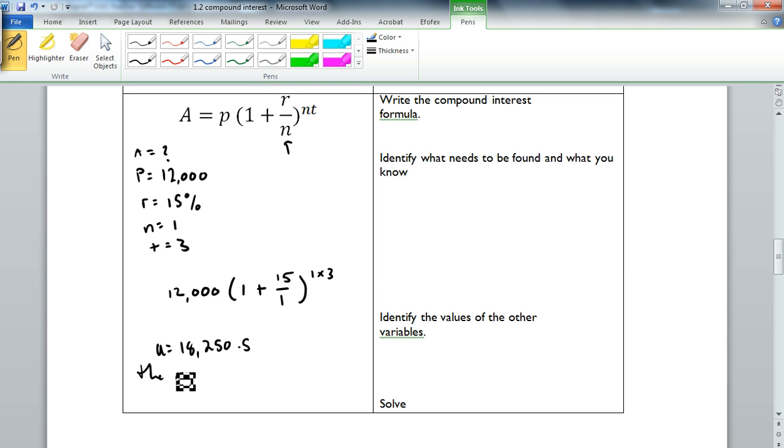So the amount to be repaid after 3 years is $18,250.50. Sometimes it'll specify rounding to the nearest dollar and things like that. In this case it doesn't, so we give the full amount. Of course, you wouldn't give any more than the cent because that would be unreasonable for an answer. In the next video, we'll look at the next example.